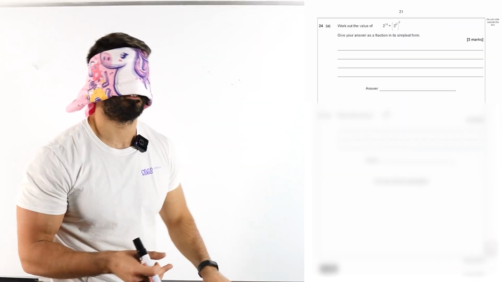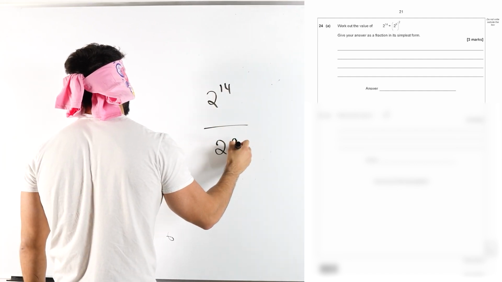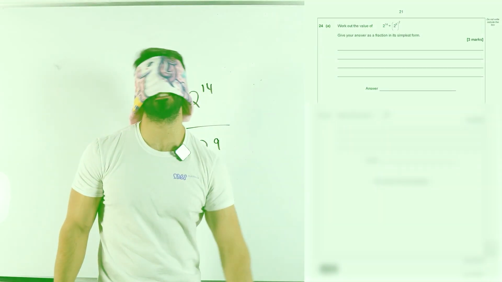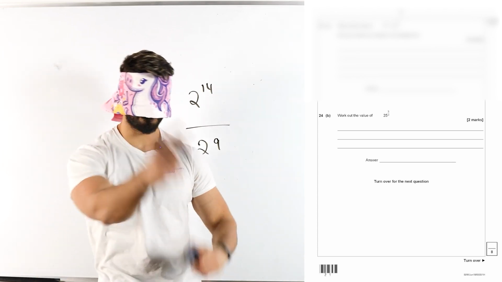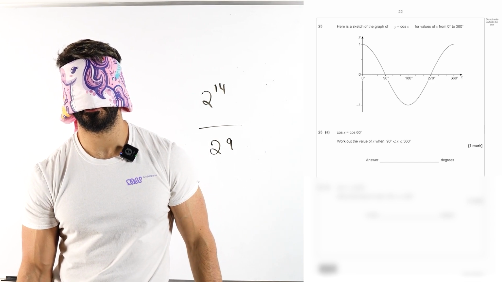24A. Work out the value of 2 to the power of 14 divided by 2 to the power of 9, whole thing squared. 1 over 60. Work out the value of 25 to the power of 3 over 2. 125. Okay.